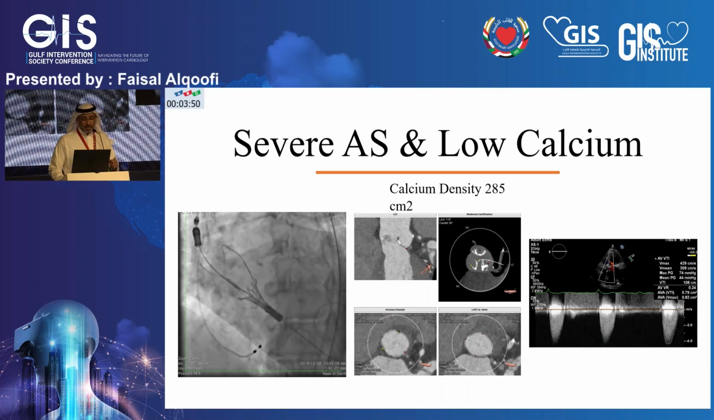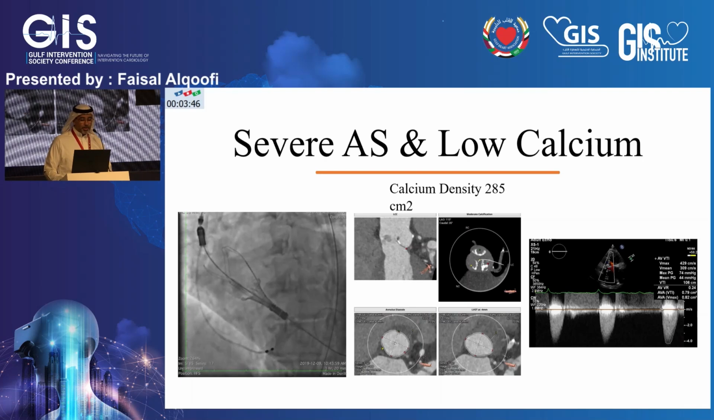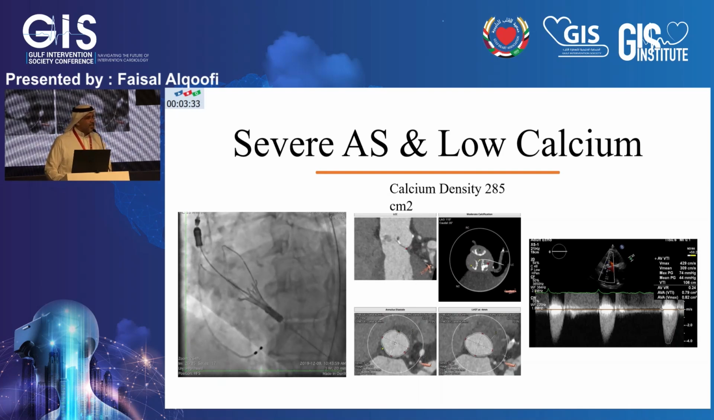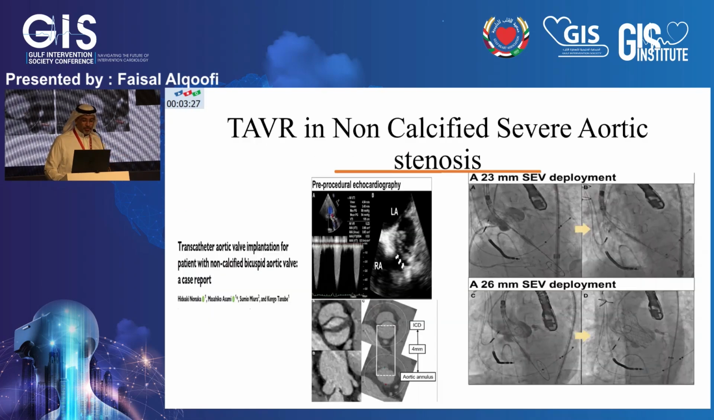Now this is a second case where again there is severe aortic stenosis, again in a woman, where she does have less calcification. We chose a different self-expanding platform. We had a good result despite the fact that her calcium density is less than 300. So we are seeing those cases where there is significant, severe, symptomatic aortic stenosis, but there is no matching calcification.